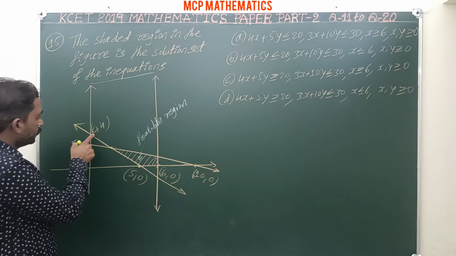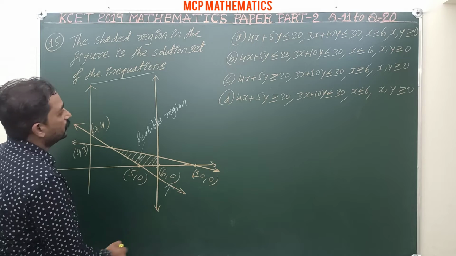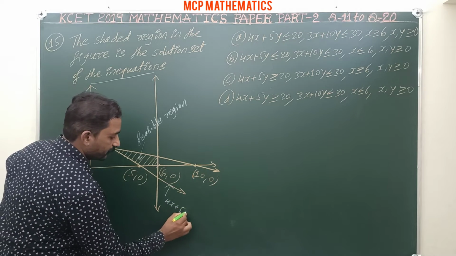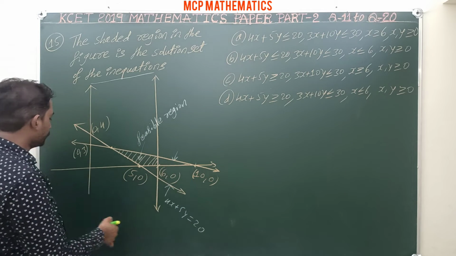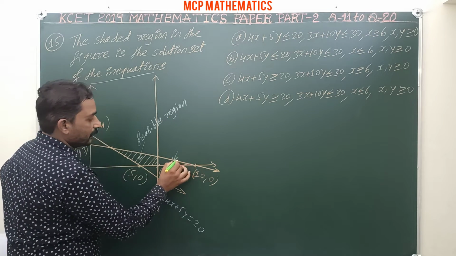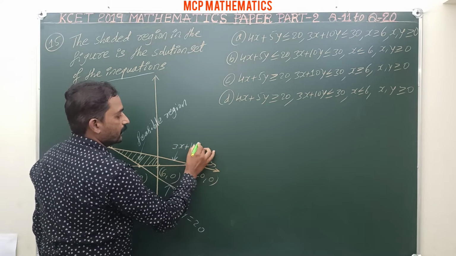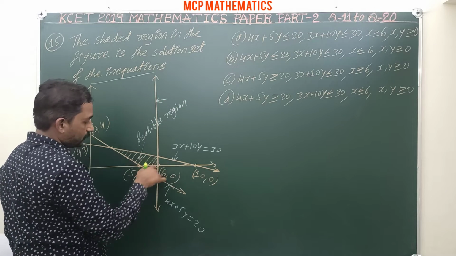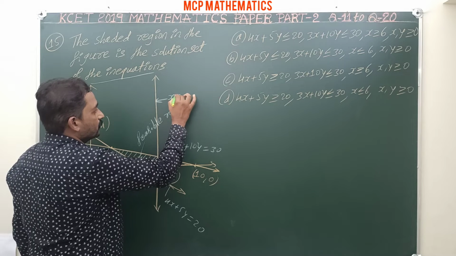Here in this case, this line passing through the points 0, 4 and 6, 0 satisfies the equation 4x plus 5y is equal to 20. Now this other line is passing through 10, 0 and 0, 3. This line satisfies the equation 3x plus 10y equal to 30. This third line is parallel to the y axis, passing through 6, 0. So here x is equal to 6.